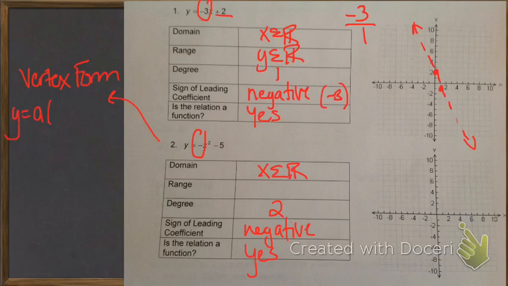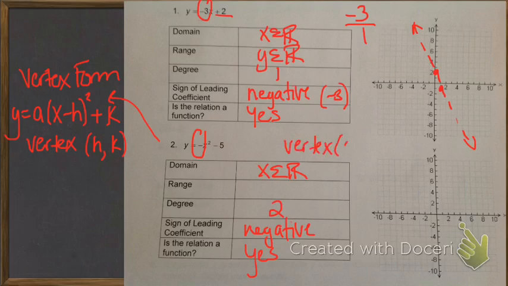y equals a(x minus h) to the power of 2 plus k. So what's going on here? We have a negative a value, h is 0, k is negative 5. The vertex is always going to be h, k. You have to change the sign of h. We don't have to worry about that here because h is 0. But we can state that the vertex then is 0, negative 5. So I'm going to plot that point there.